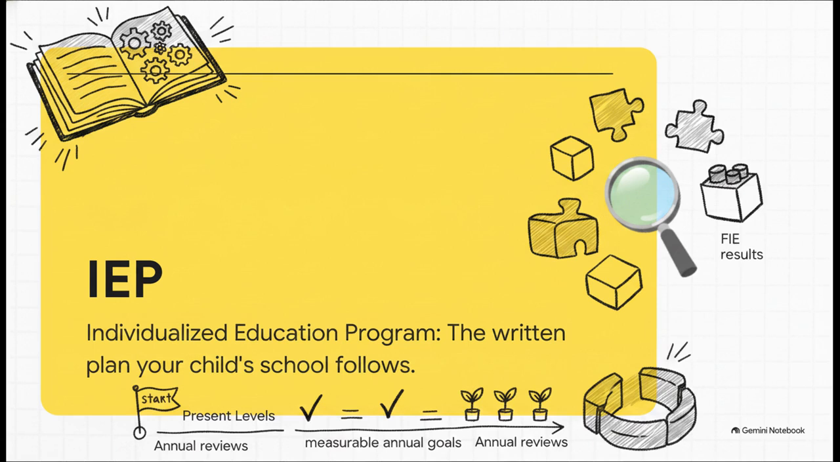It's totally custom-built using the FIE data, starting with what's called the PLAF, which is really just a clunky way of saying where your child is at right now. From there, the team maps out specific, measurable goals for the whole year ahead. And remember, it's a living plan. It gets reviewed and tweaked at least once a year.